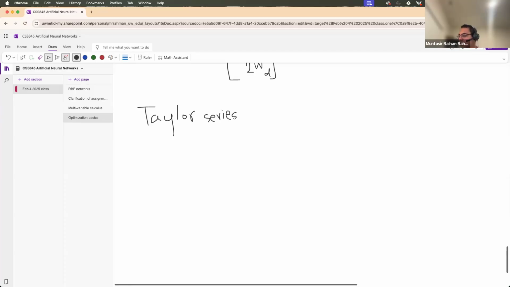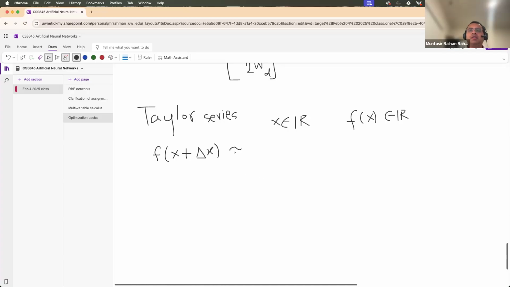Okay. So the Taylor series is basically like this. You have a function, and you're trying to compute the value of the function in the vicinity of a given value x. So you take a small step in some direction from x. Let's initially think of x being a single real number, and the function of x is also a real number, so it's a scalar function.